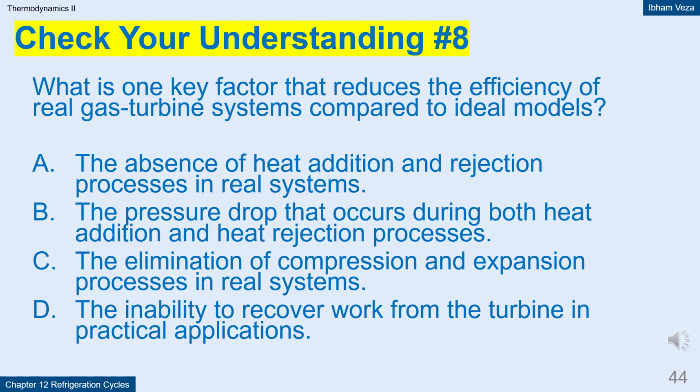C. The elimination of compression and expansion processes in real systems. Incorrect, because compression and expansion processes are critical components of gas turbine systems and are present in both ideal and real systems. D. The inability to recover work from the turbine in practical applications. Incorrect, because work is recovered from the turbine in real systems, but inefficiencies like pressure drops affect overall performance.